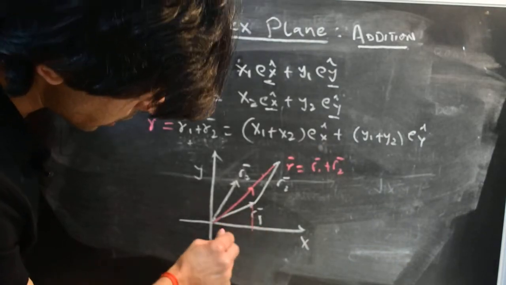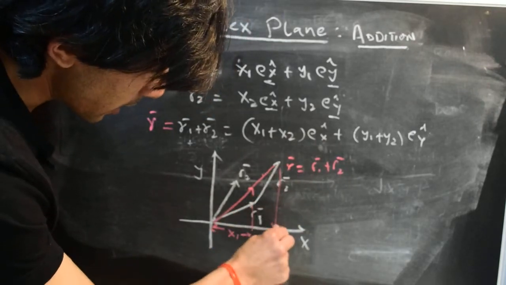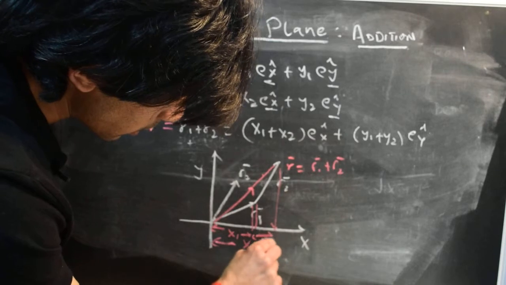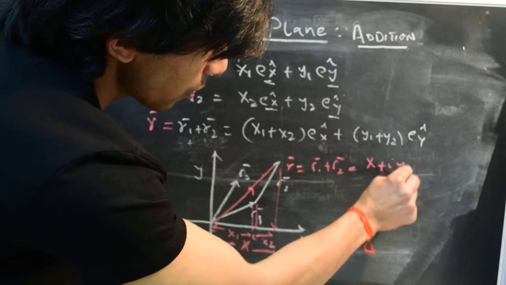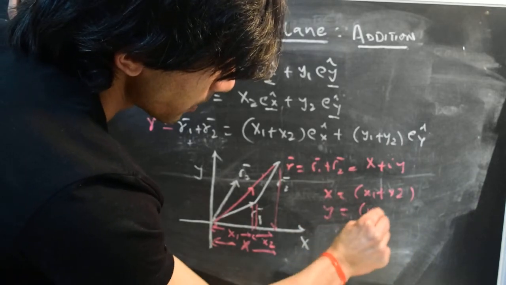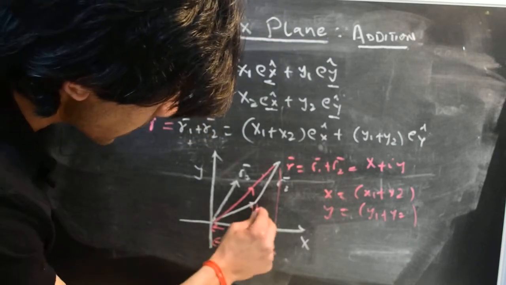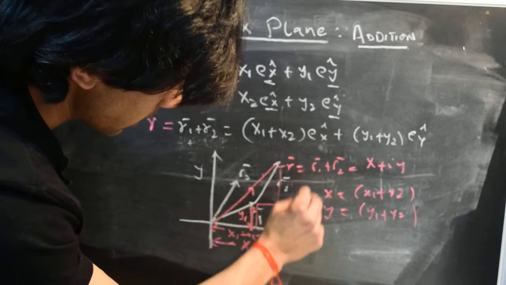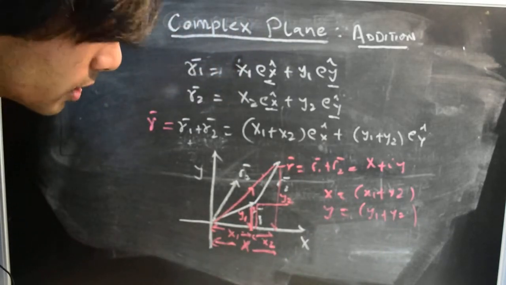So essentially, what this means is this: if this is x1 units for the vector R1, and then this is x2 units from here, then this entire sum is x plus iy, where x is x1 plus x2, and y is y1 plus y2. So this is x2, this is x1, so their sum gets added to give you x. And similarly, along the vertical direction, we have this as y1, and then this length is y2, and they get added to give us y1 plus y2. So this is the parallelogram law for vector addition.